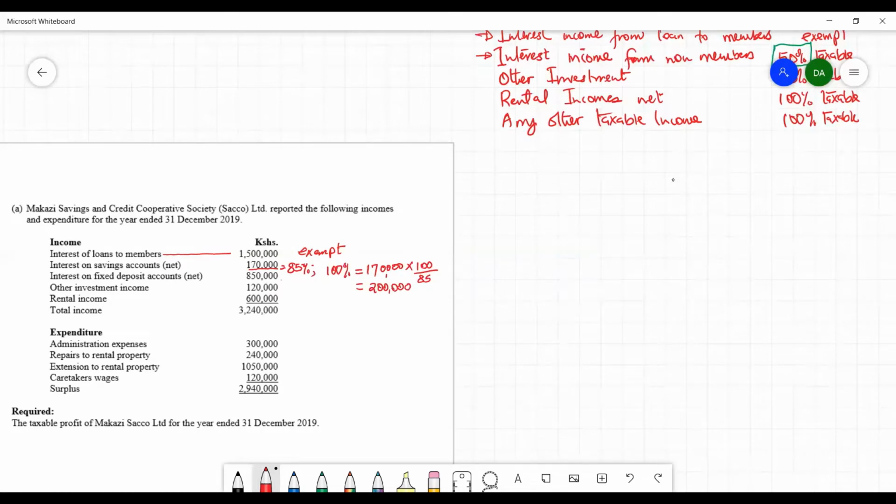We do the same for interest on fixed deposit account, which is also non-qualifying interest income, and therefore the withholding tax collected at source is 15%, remaining 85%. Therefore, 100% of this particular interest income equals 850,000 times 100 divided by 85. That is going to give you 1 million.